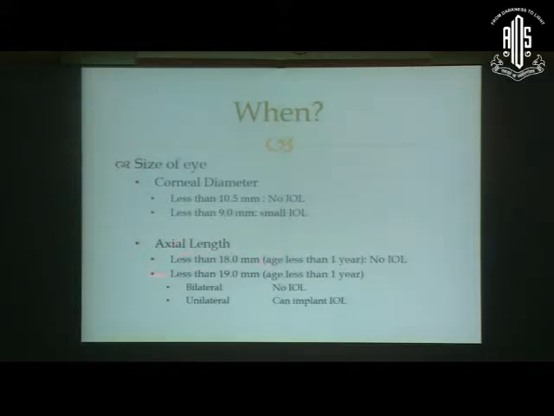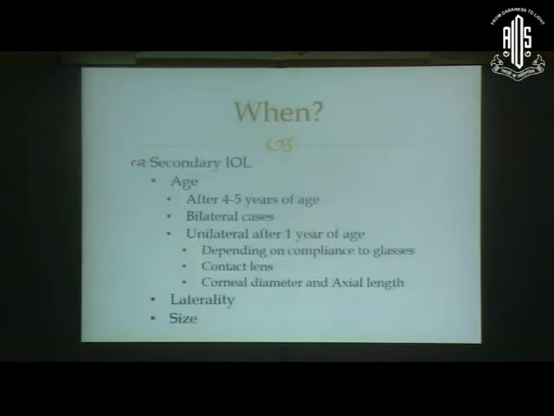And axial length: when it is less than 18, together with corneal diameter less than 10.5 and age less than 1 year, no IOL. Less than 19 millimeter, age less than 1 year, bilateral, this is what I follow, so it could be different for different people. So in unilateral cases, we can implant an IOL when it is more than 19. Secondary IOL: once you have already done a bilateral cataract surgery at the age of 1 or 2 years, when we have not put an IOL, we can plan a secondary IOL at the age of 4 to 5 years. Unilateral cases after 1 year of age, because we are already fighting amblyopia. Again, what is more important is corneal diameter and axial length. So laterality and size, we have already discussed.